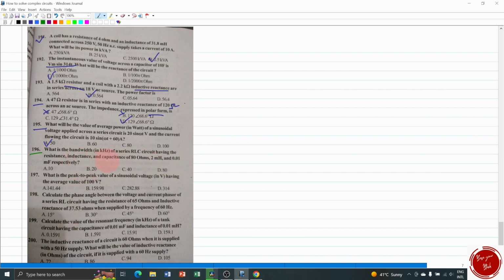What is the bandwidth? Question number 196. What is the bandwidth of a series RLC circuit having the resistance, inductance and capacitance values 80 ohms, 2 millihenry and 0.01 millifarad respectively? Bandwidth of a series RLC circuit is R by L. Okay, remember it is R by L.